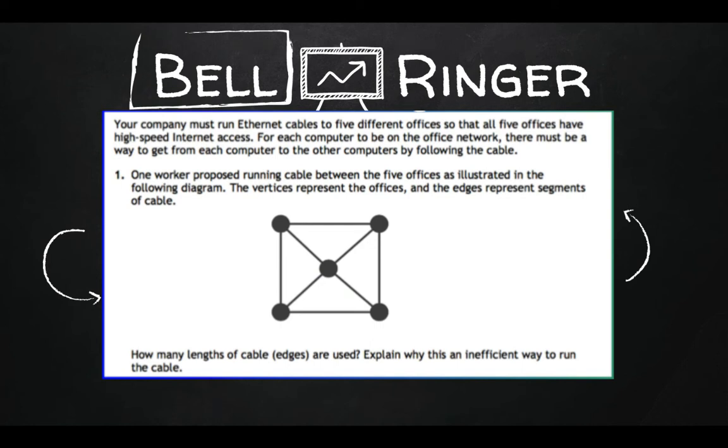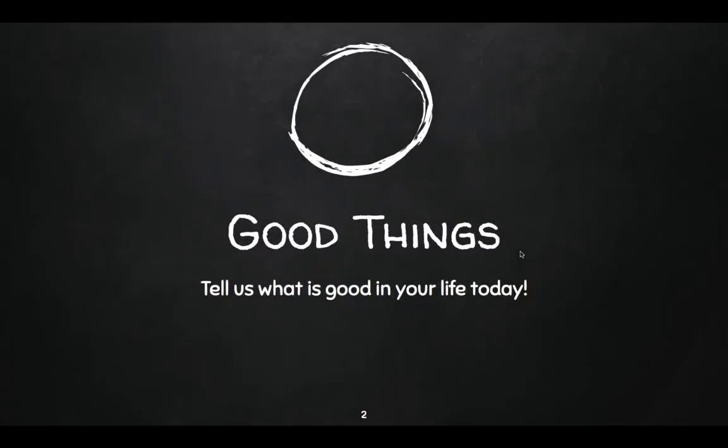So, just think about it this way. Looking at the offices being represented in this graph as the vertices, and the cables going between the offices represented by the edges, is there a way where they can all be connected but be a little more efficient? Now, that's what we need to think about, okay? So let's continue on real quick here.